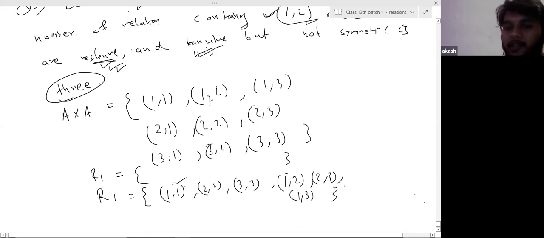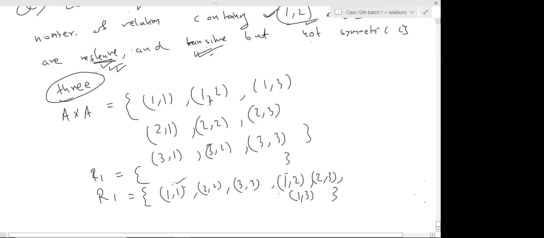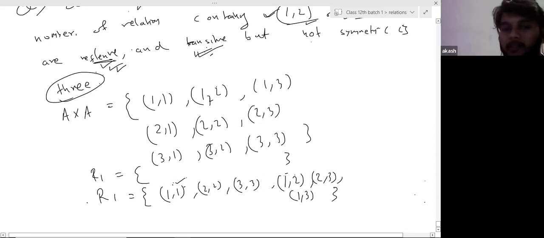So we can say this is transitive and reflexive, but is it symmetric? No, sir. No, because we have (1,2) but not (2,1). So this relation R1 satisfies all the conditions, right? (1,2) is there, (2,3) is there, it is reflexive, it is transitive, but not symmetric. So this is one relation, one subset of A cross A.